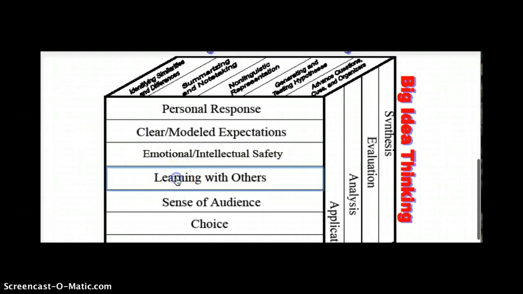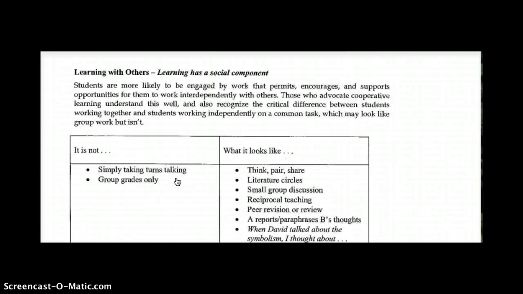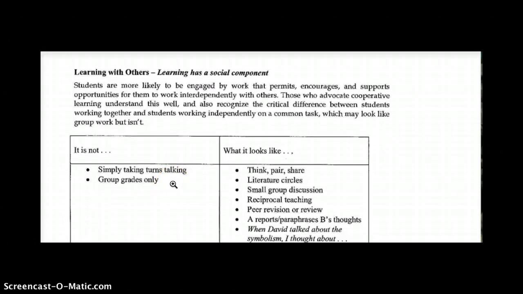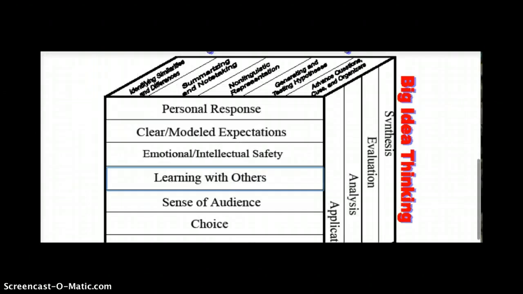Learning with others, one of the 8 engaging qualities of work. Students are more likely to be engaged by work that permits, encourages, and supports opportunities for them to work interdependently with others. Teaming, cooperative learning, think, pair, share, literature circles, having them teach each other, peer review. Those are all examples of learning with a social component.